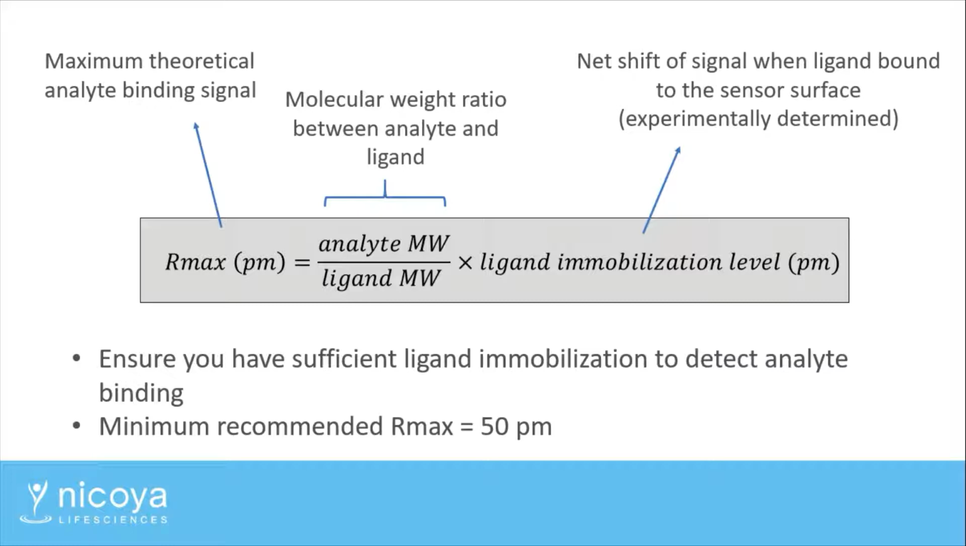Now, for our response units, you're going to want to aim to have at least an Rmax of around 50 picometers to ensure that we have a good signal-to-noise ratio for detection. Knowing all this, we can have a minimum goal for our ligand immobilization level.